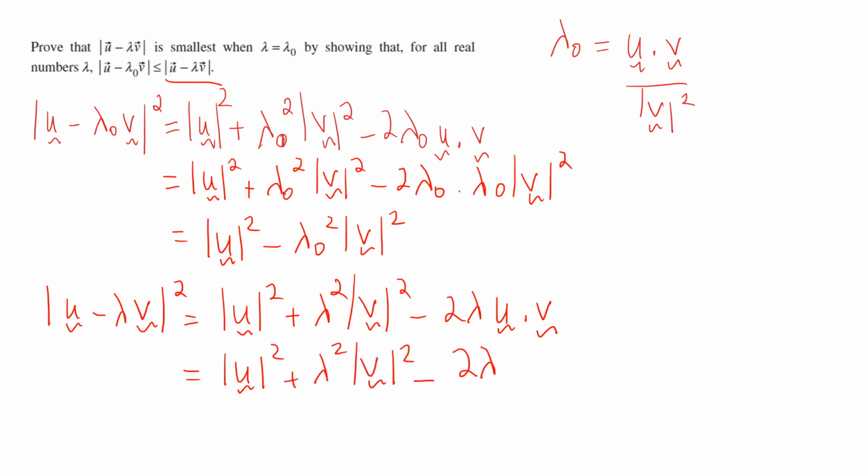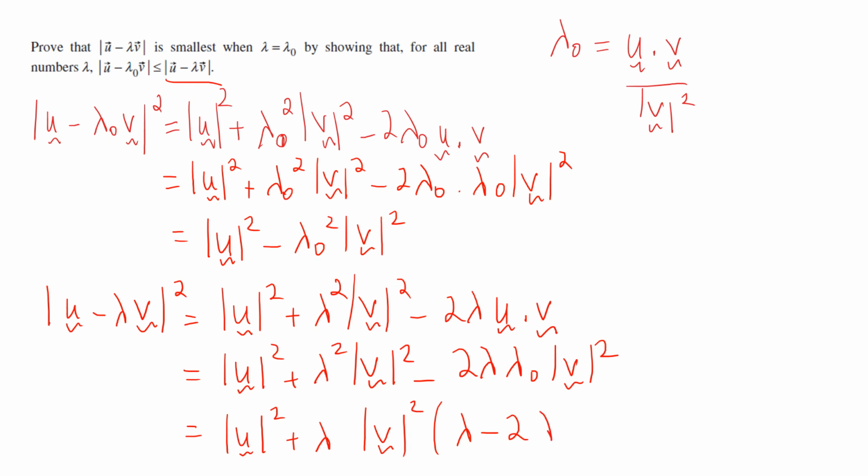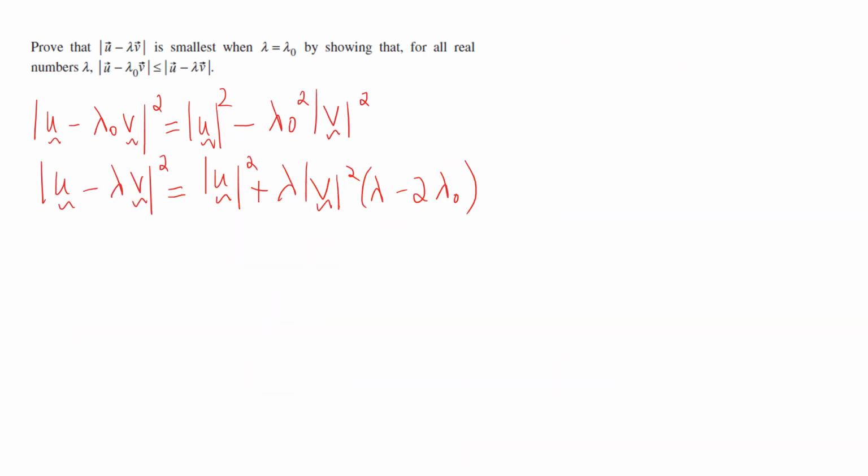Substituting in again, we get this minus 2 lambda naught magnitude of v squared, and let's just factorize, plus this, actually that won't be a squared, get rid of that, and brackets lambda take 2 lambda naught. So what I'm going to do is look at this one, take away this one, because that should be positive. This should be longer than that.